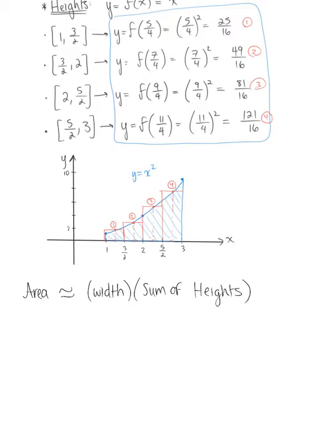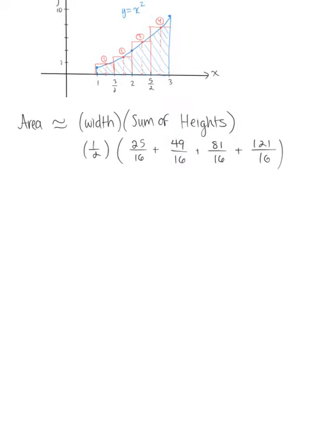So this is going to be equal to the width of each interval, which we know is 1/2. And now we want to take the sum of those heights. So we have f of 5/4, which we found to be 25/16, plus the height at 7/4, which we found to be 49/16, plus the height at 9/4, which we found to be 81/16, plus, last but not least, we have the height at 11/4, which we found to be 121/16. Whew! So here we go.